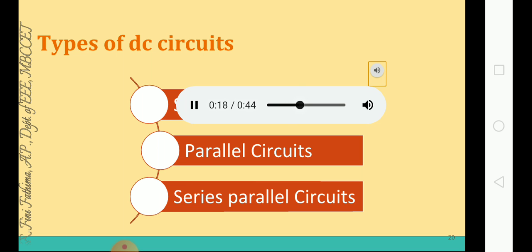That is, what are the different types of circuits? A DC circuit is a circuit which is having a direct current flow, and it should consist of a source and a load, and the source and load are forming a closed path through the conductors. So what are the different types of DC circuits? We have series circuits, parallel circuits, and series-parallel circuits or hybrid circuits.